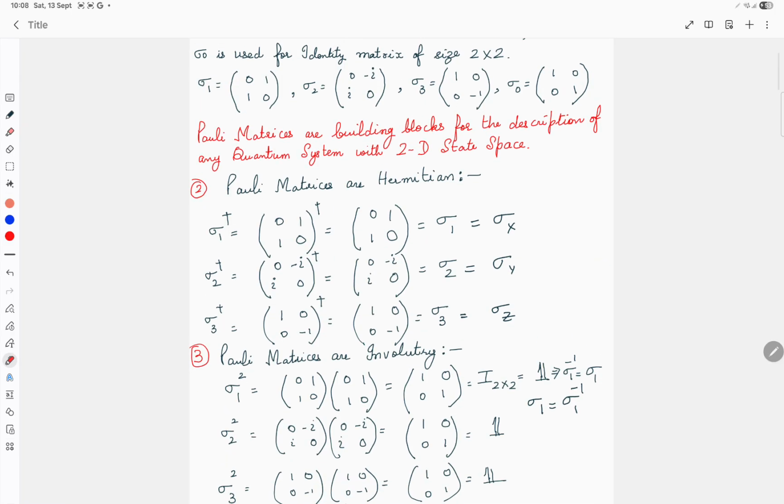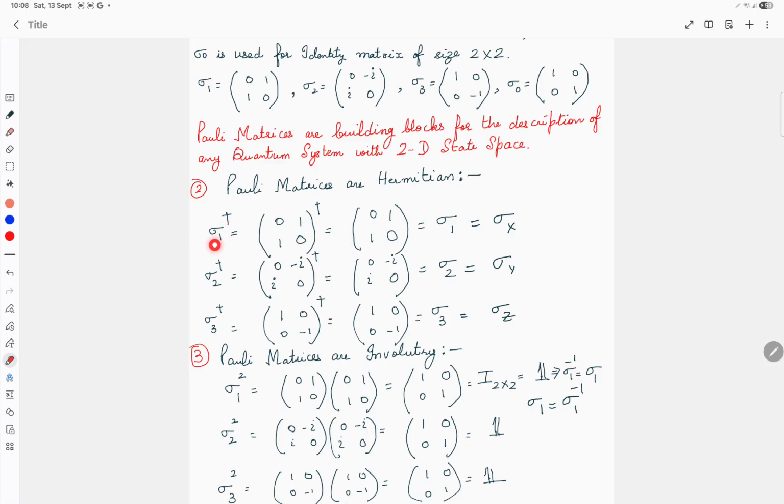There are certain properties of Pauli matrices. We have to look into those properties. Now, Pauli matrices are Hermitian. So these operators are Hermitian operators. Now, what is a Hermitian operator? When the matrix is equal to its adjoint.